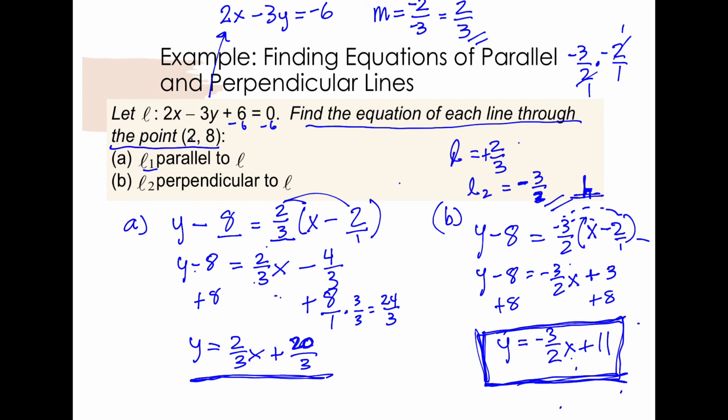This concludes our lecture for now, and hopefully this helps get you started on the homework. Finding the equation of lines, also being able to graph them in various different scenarios.